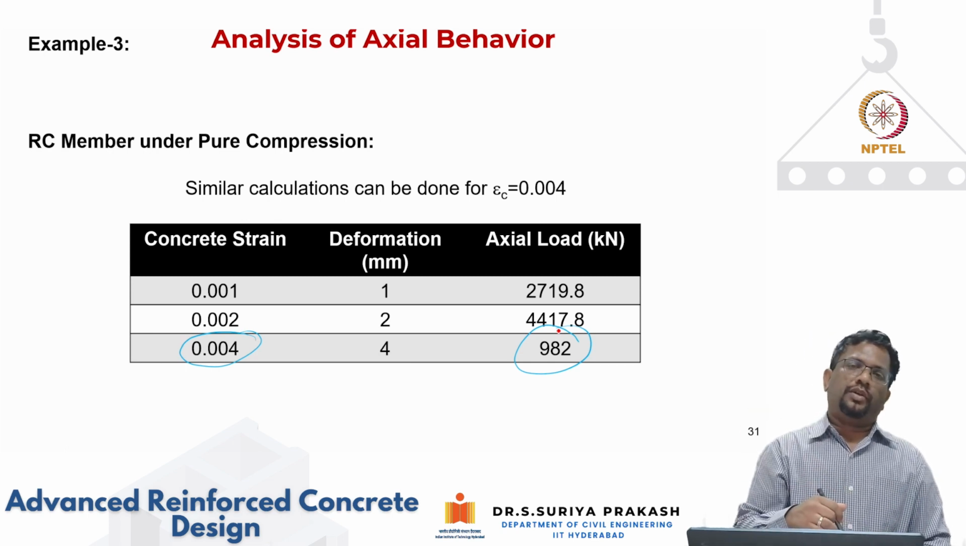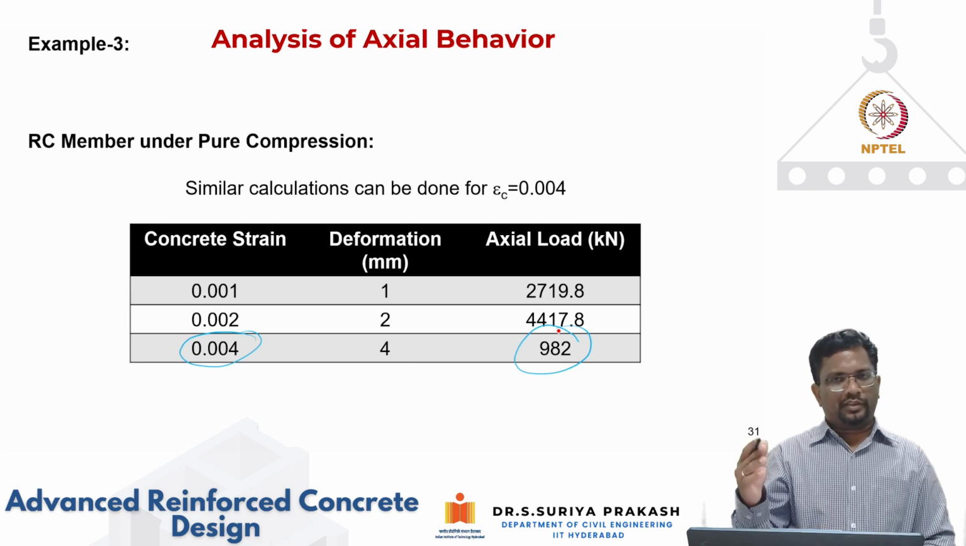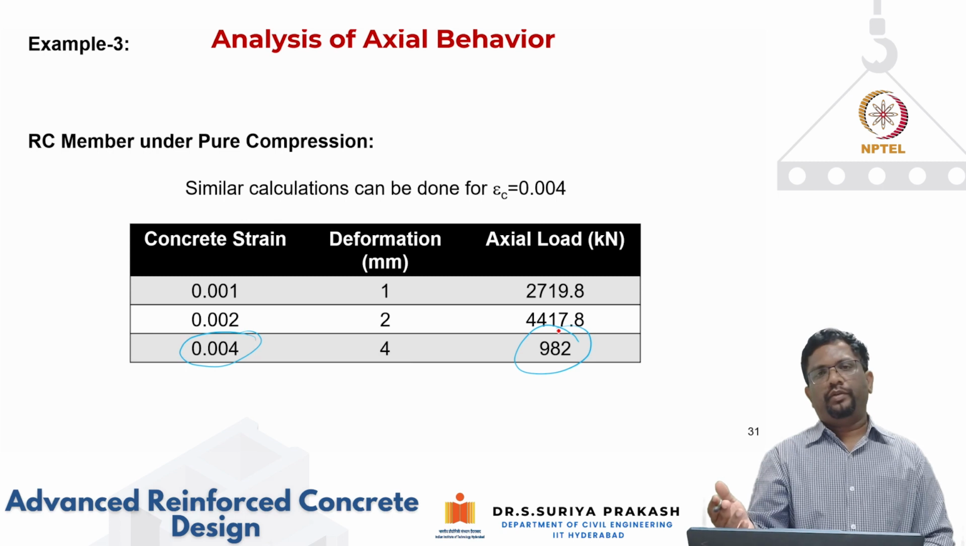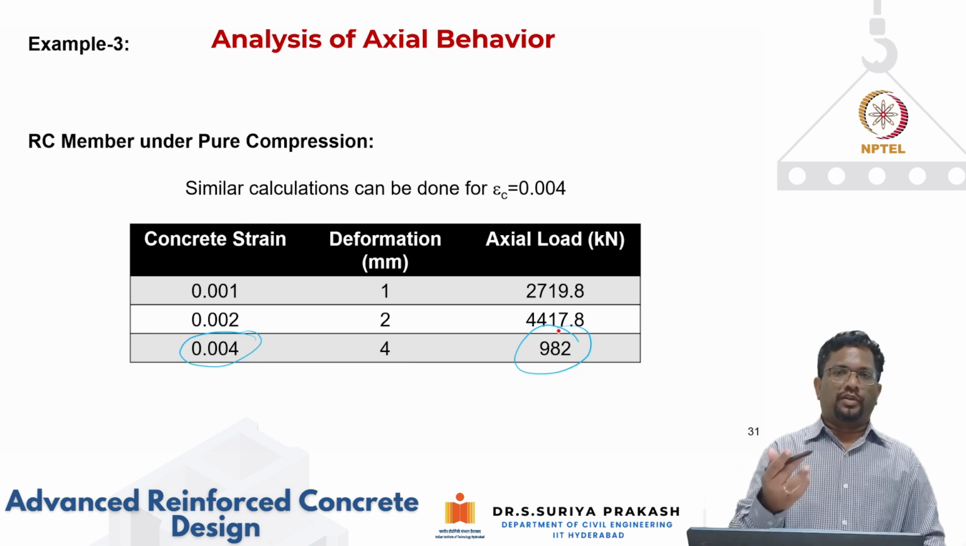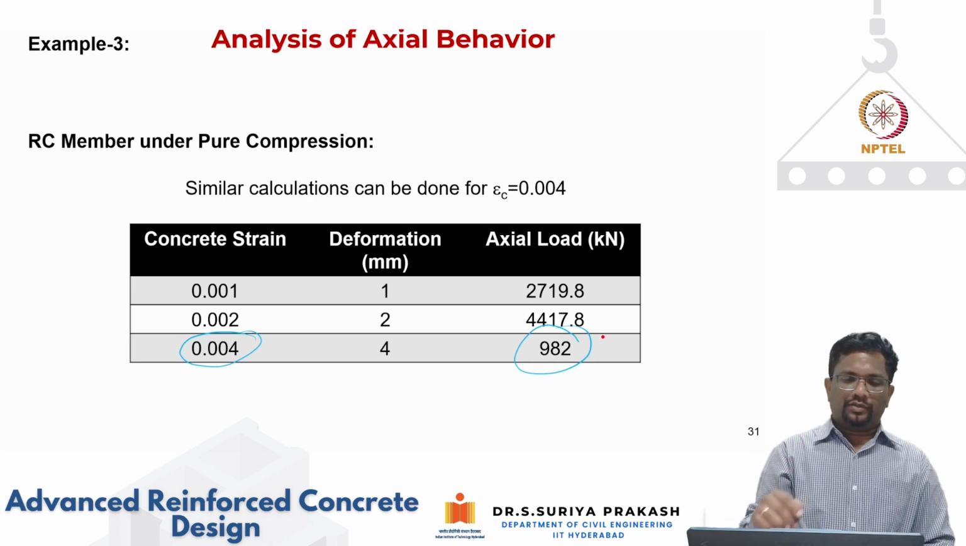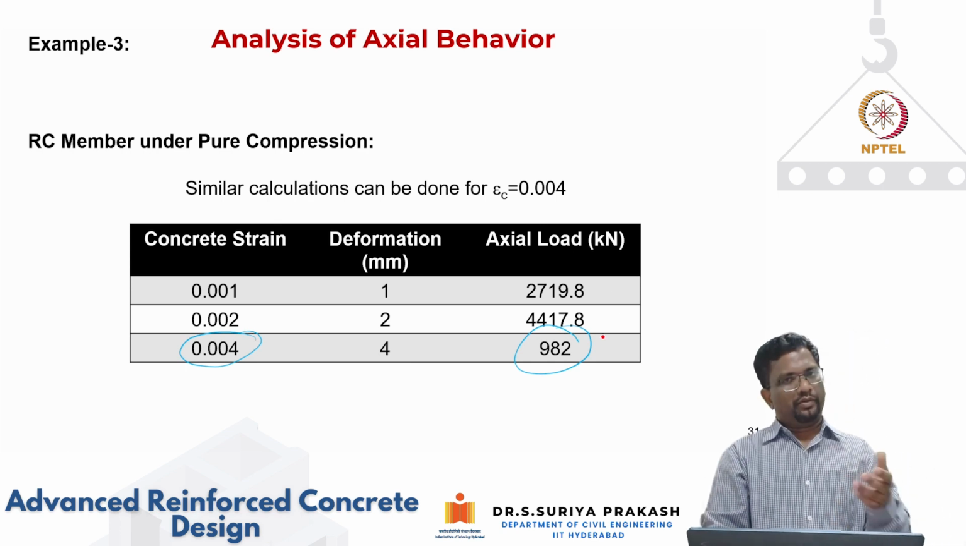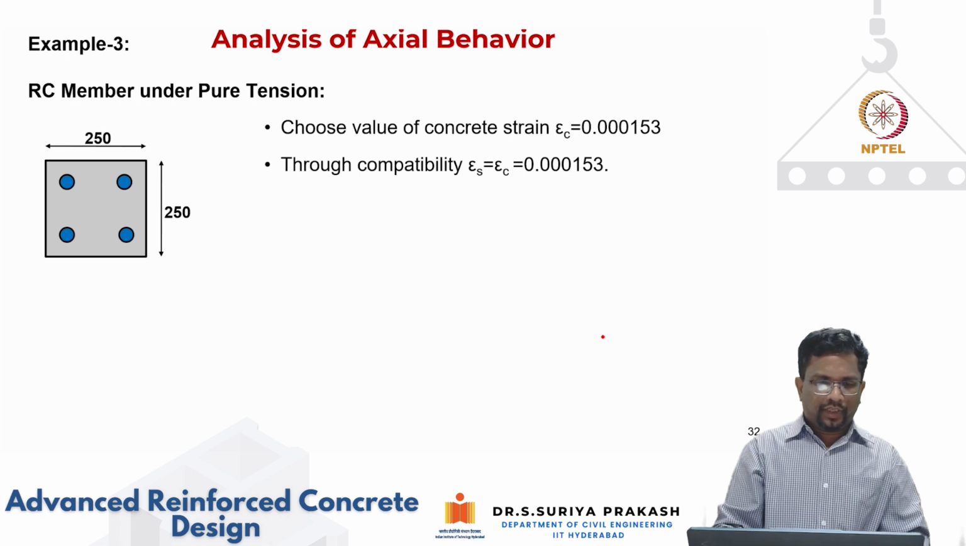Here also concrete contribution is 0, because for high strength concrete, you know that failure strength will be lesser than that of what you get for 40 megapascal or 35 megapascal concrete. So that is why you see here the load is increasing and then it is going to drop. Okay. So in this way, we can do the calculations for compression, right?